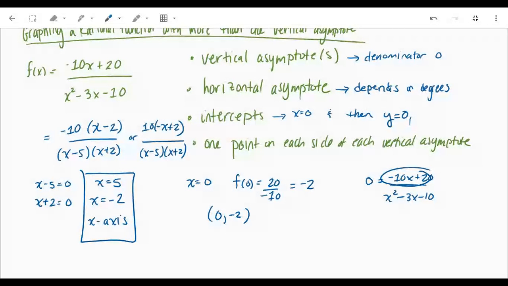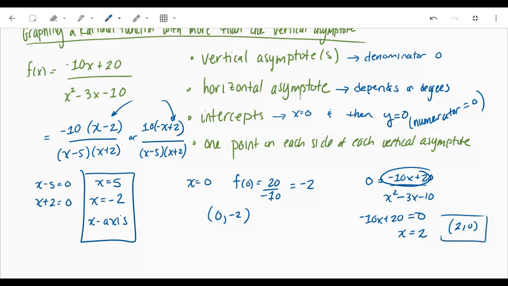Okay, so negative 10x plus 20 will equal 0 if x equals 2. And we could even go back to where we had it in factored form. If x minus 2 is 0, or if negative x plus 2 is 0, that's when x is 2. So (2, 0) is another intercept. So again, for that x-intercept, just figure out what would make the numerator 0.